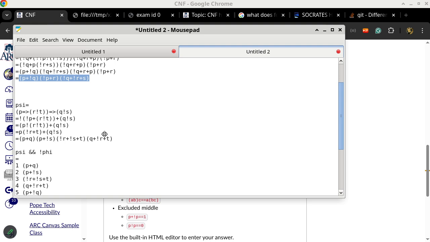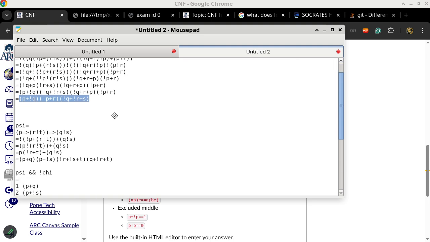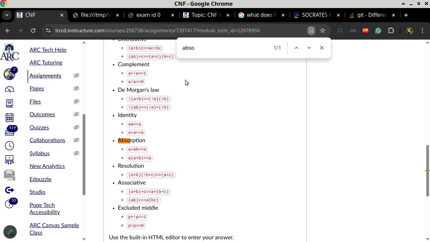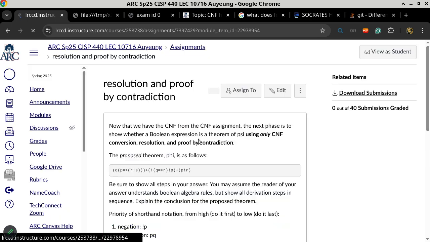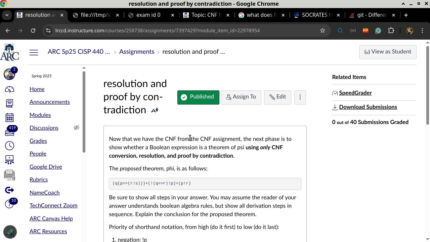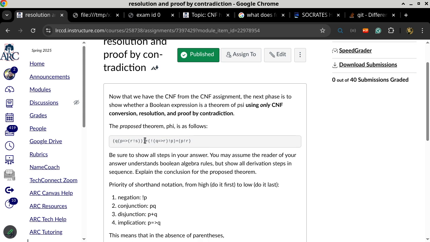Well, the psi refers to the psi in the previous assignment. So this psi is coming from the CNF assignment itself, because I think the resolution assignment refers to that one. Okay, let me double check. Yeah, so now that we have the CNF from the CNF assignment, it's referencing the psi from the previous assignment. So now we are basically using this as our phi to see if our psi implies this particular phi.